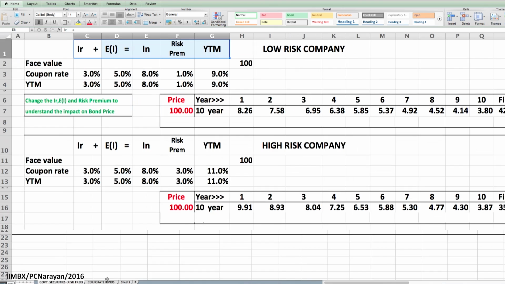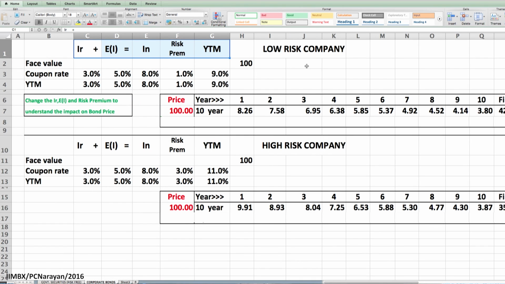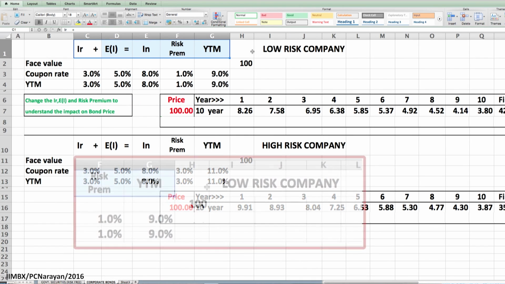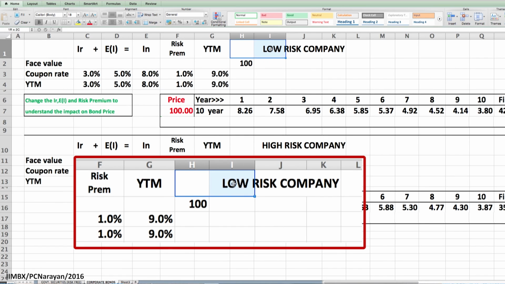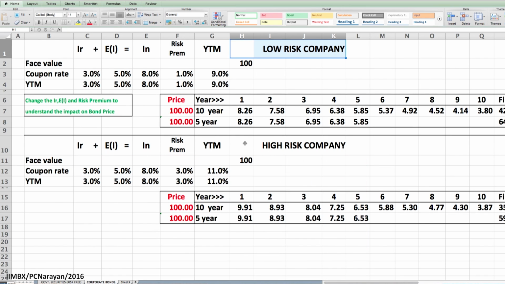Now I'm going to show you an example of bonds issued by companies. The first company in the top half of this spreadsheet is a low risk company, and there's a high risk company. Now what's the difference between a low risk company and a high risk company?